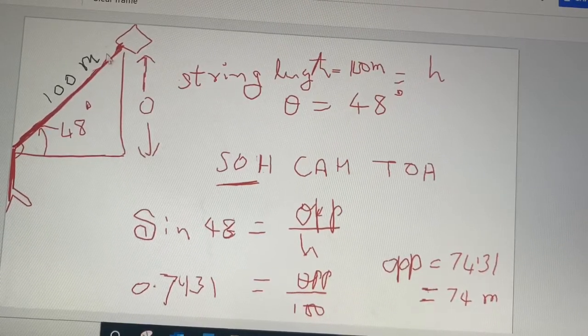So here the string length is working as the hypotenuse. The hypotenuse is given, which is 100 meters. Theta is given, which is 48 degrees. And now we need to figure out the opposite.